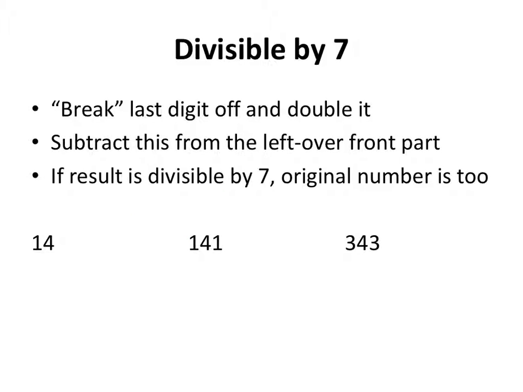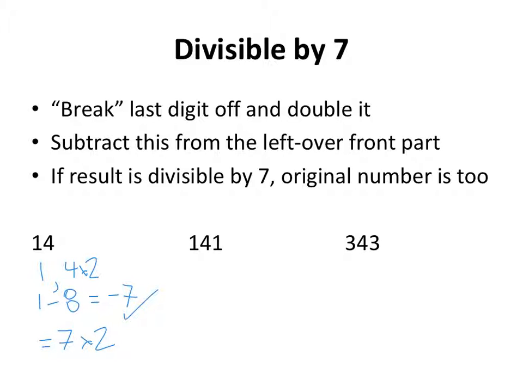To find out if a number is divisible by 7, it takes just a little bit more work. We're going to break the last digit of the number off and double it. So for 14, we will think of 1 and 4 groups of 2, or 8. We're going to subtract this doubled digit from the leftover part. 1 subtracting 8 is -7. If your result is divisible by 7, the original number is too. Since -7 divides very nicely by 7, 14 is a multiple of 7 as well, and we already knew that.